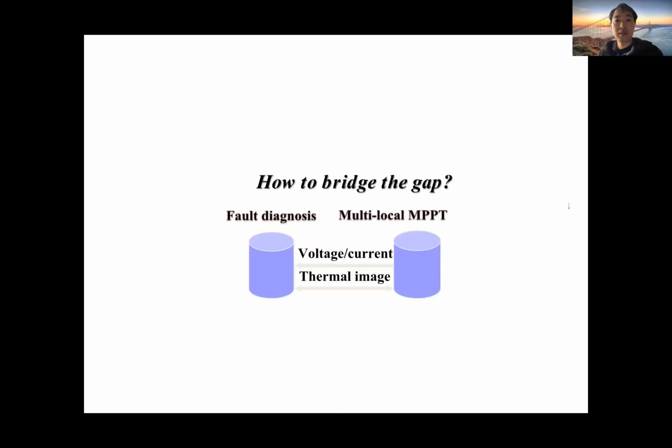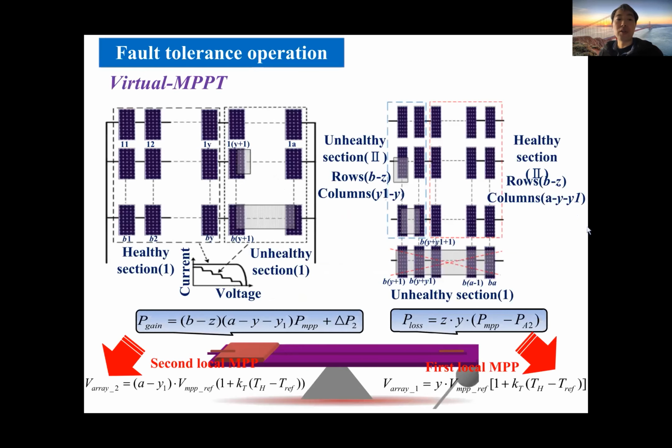Here we also propose to bridge the gap between fault diagnosis and real-time operation with maximum power point tracking. We propose an algorithm that uses the thermal image information to find the maximum power point for the larger scale PV array.